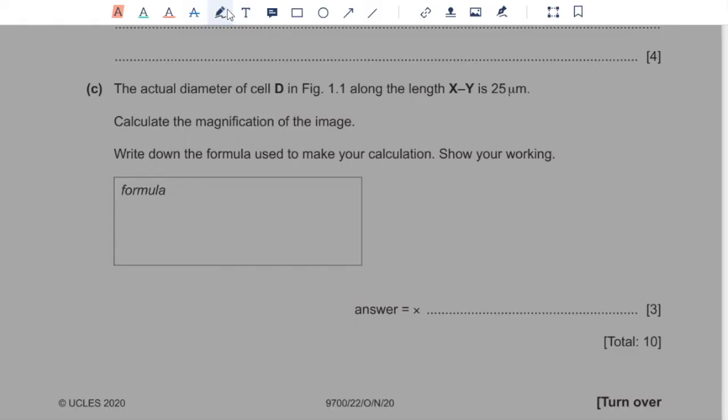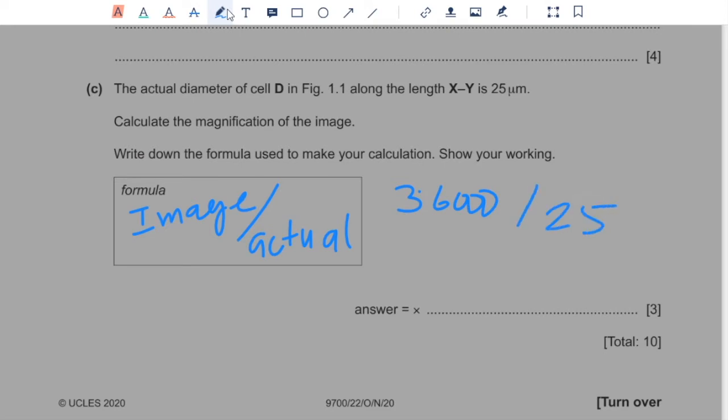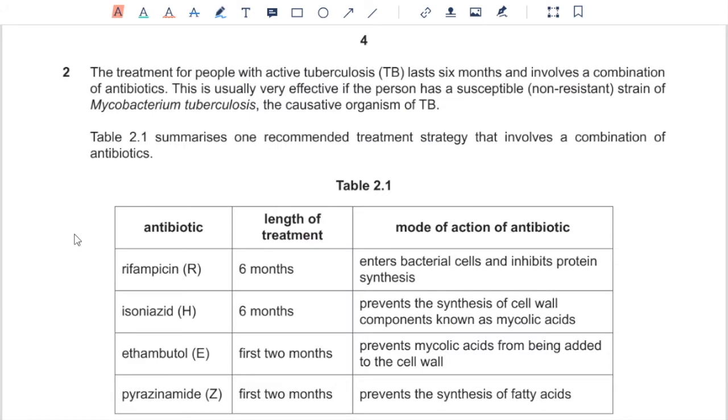I'd be using 36 millimeters over here. The formula for magnification is image size over actual size. And I'd convert 36 millimeters to micrometers, so that would be 36,000 micrometers divided by 25, which gives the answer as 1440 times magnified.